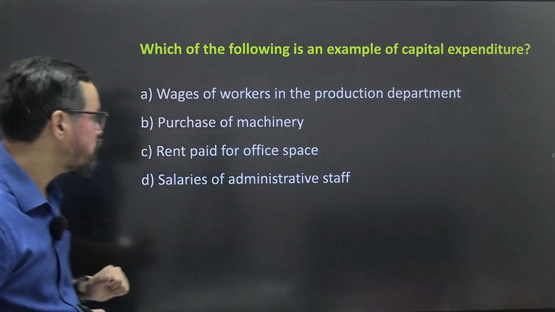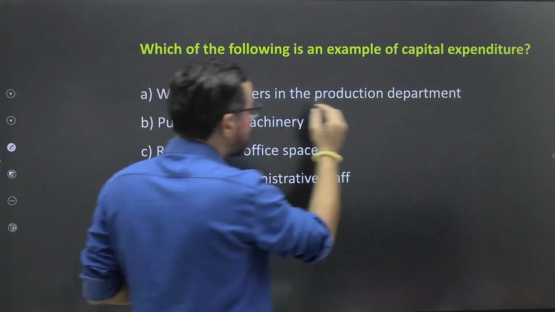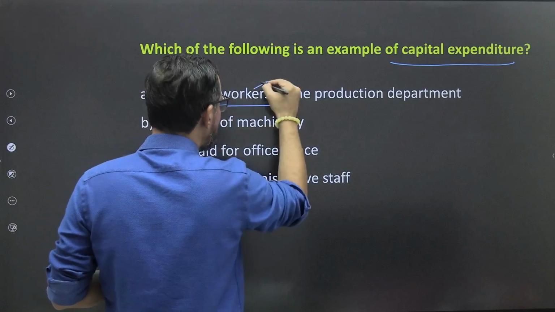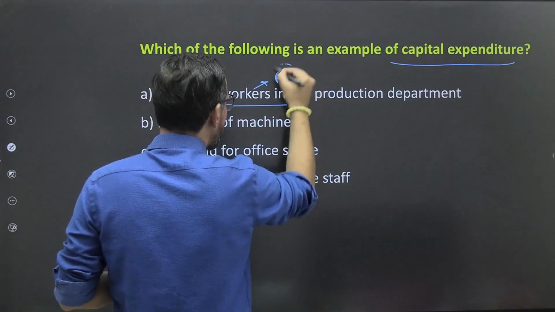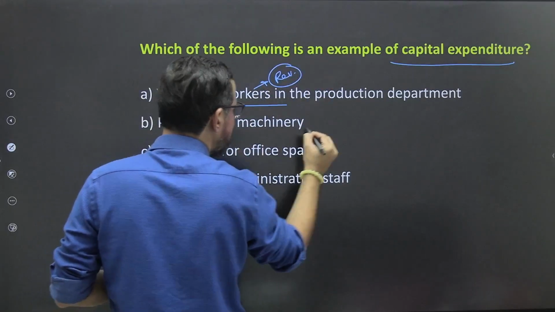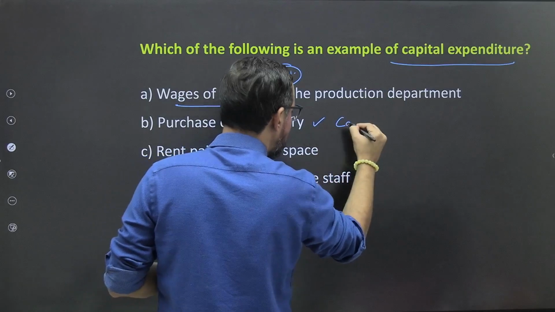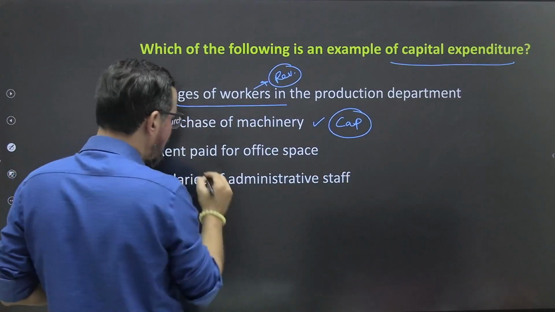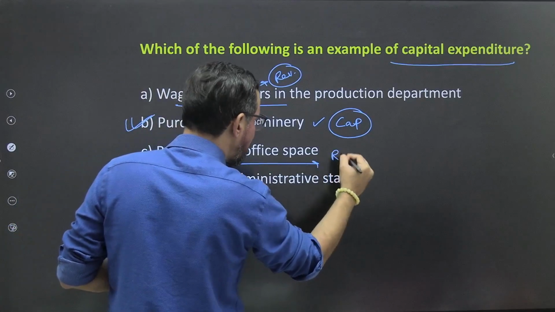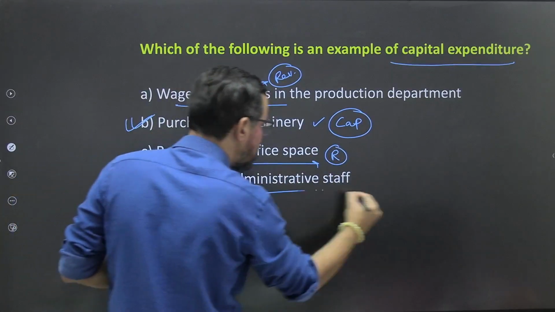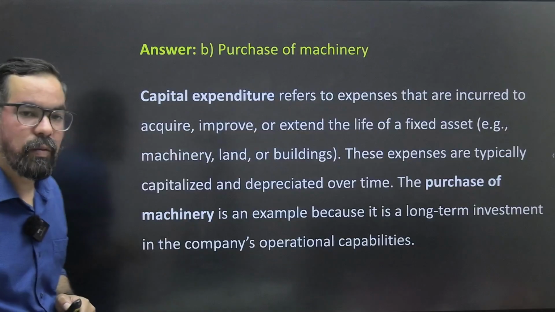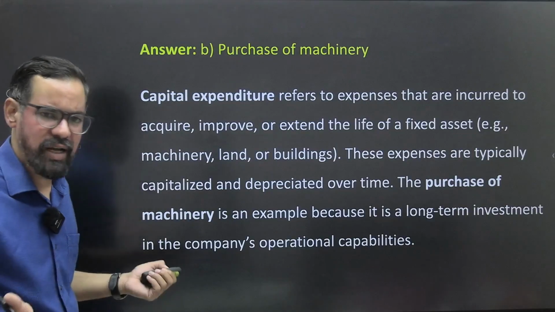Next one. Which of the following is an example of capital expenditure? So wages to workers, it is the revenue, right? So it is revenue expenditure. Purchase of machinery, it is capital expenditure, capex, right? So B should be the right answer. Rent, again revenue, and salaries to employees, again revenue. So what will be our correct answer? B will be the right answer for this one.